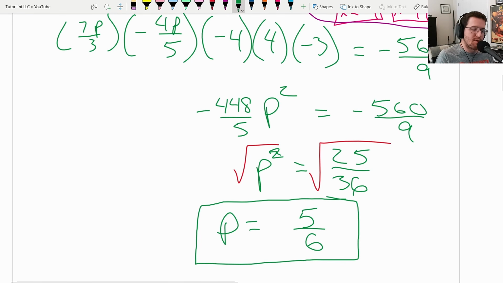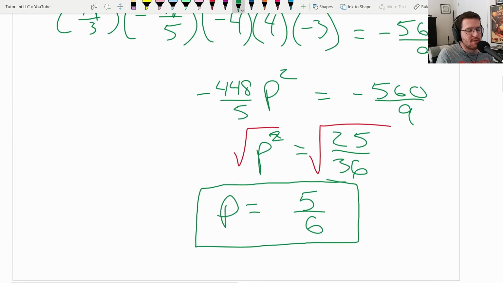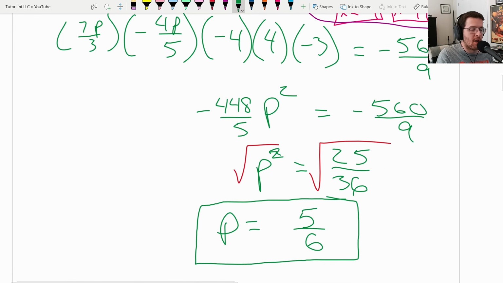I don't know if Desmos would have been that good. You could have done bits and pieces of this on Desmos for sure, but I don't know if Desmos would have been that helpful to get the actual answer. However, I think it's really good for this one to verify your answer. So that's what I'm going to do now.